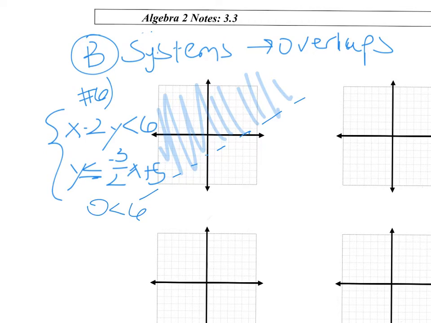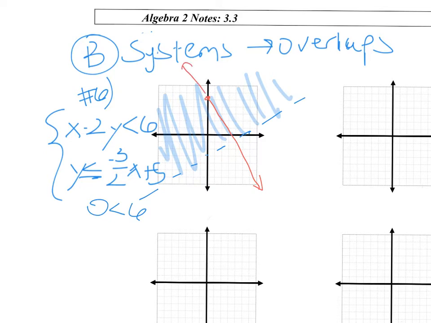All right. Now, let's go back to here, and let's graph the other one. So let's go to 5 now. 1, 2, 3, 4, 5. 5's your y-intercept. And let's count down 3. 1, 2, 3, over 2. This time we have a solid line.